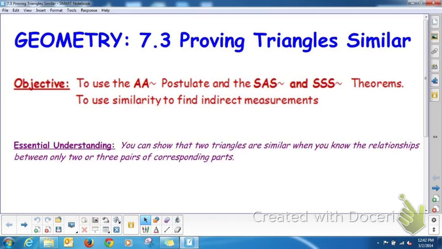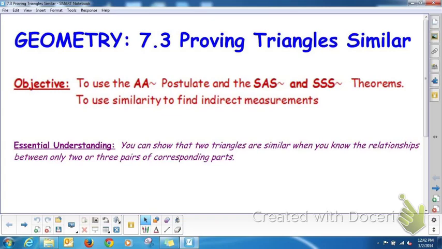So our objective today is to use the AA similarity postulate and the SAS similarity theorem and the side-side-side similarity theorem to use similarity to find indirect measurements. It's essential that you understand you can show that two triangles are similar when you know the relationships between only two or three pairs of corresponding parts.